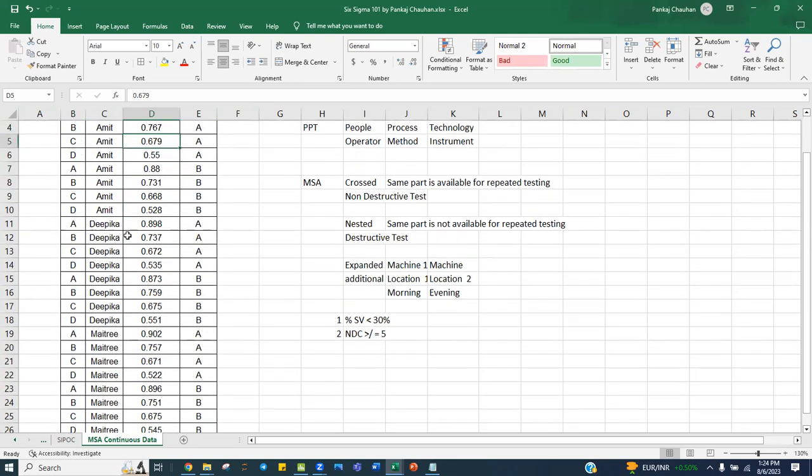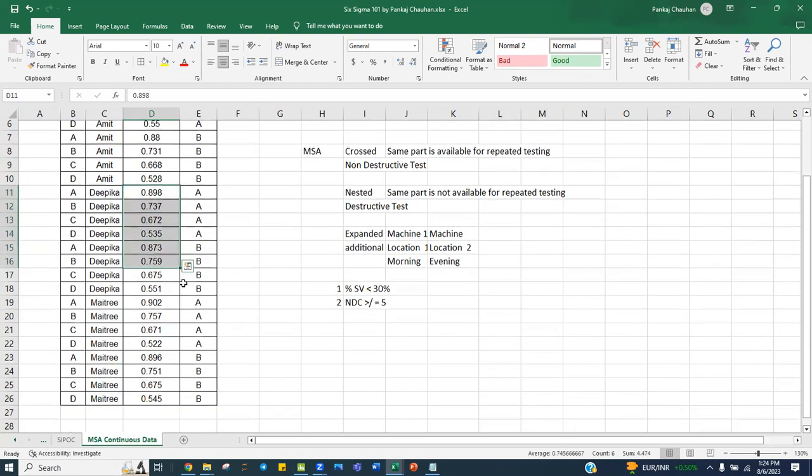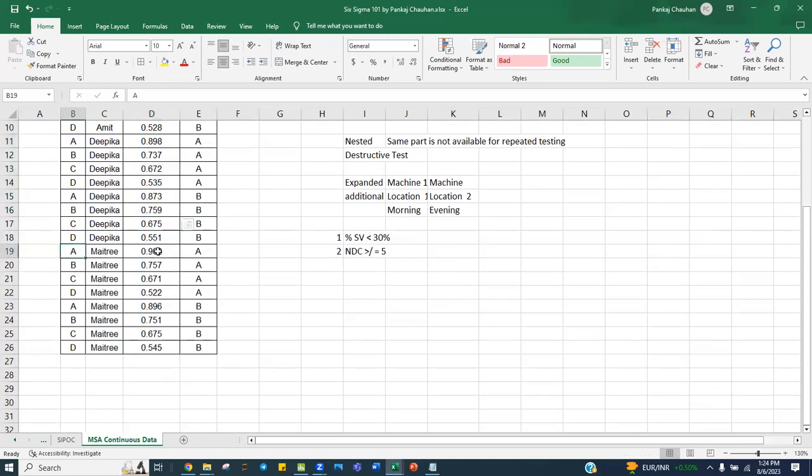In the same way, Deepika measures part A, part B, and part C the first time, and the same parts A, B, C are measured the second time. The difference between part A the first time and part A the second time is the repeatability variation for Deepika. Similarly for Maitri, part A's value is 0.902 and part A's value the second time is 0.896. The difference between 0.902 and 0.896 is the repeatability variation for Maitri.